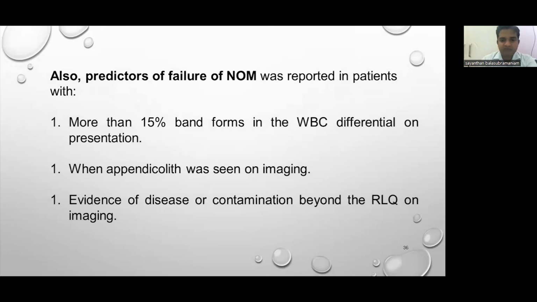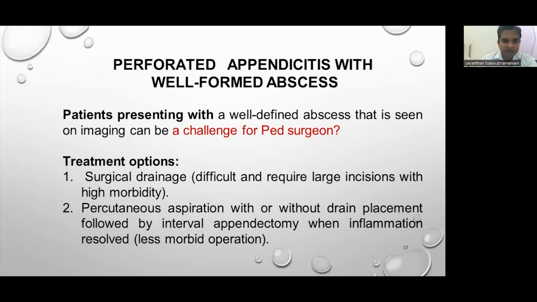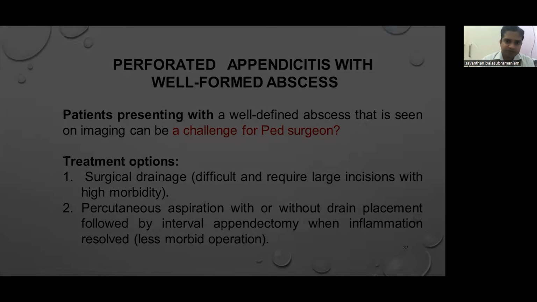Already we discussed some conditions where patients will not succeed with non-operative management, so they need to go with surgery. We already discussed that part. Again, we talk about surgical drainage and percutaneous aspiration. Nowadays, percutaneous aspiration is beneficial because there is less trauma to the patients. But it will not always succeed in some patients, so sometimes we may need to go for surgical drainage also.